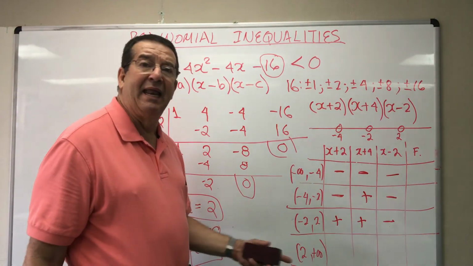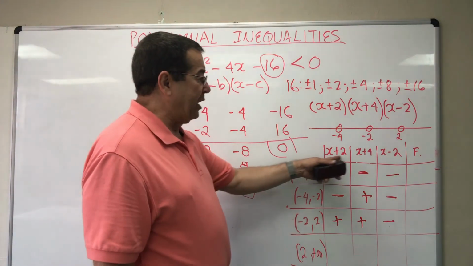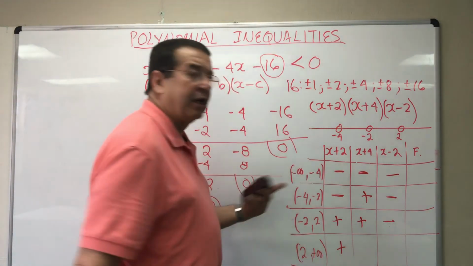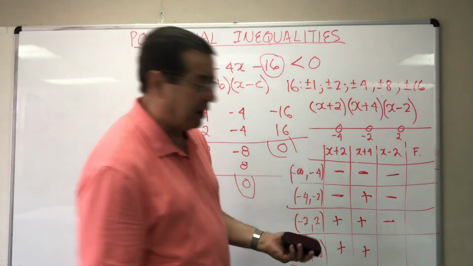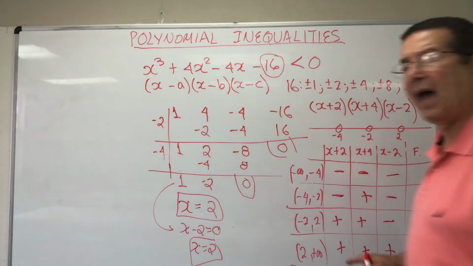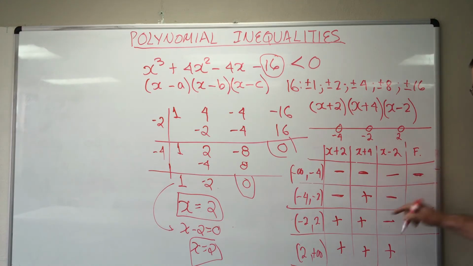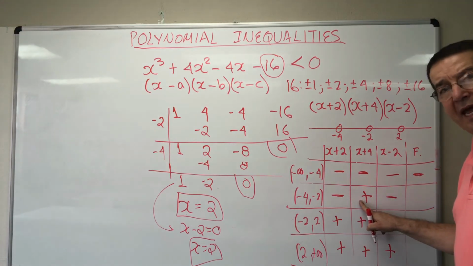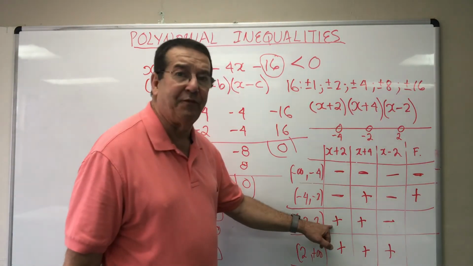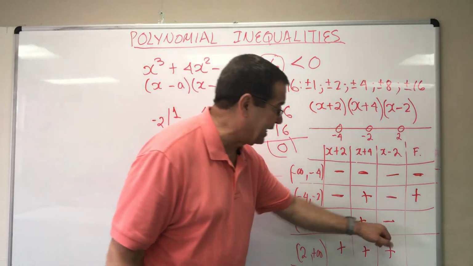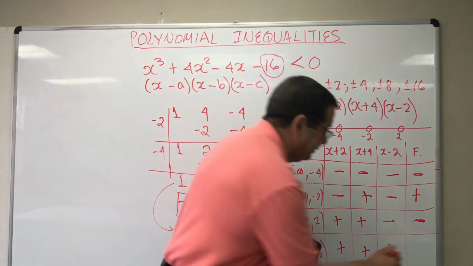And another number greater than 2. 3. 3 plus 2 is positive. 3 plus 4 is positive. And 3 minus 2 is positive. And when you multiply the signs, negative times negative times negative is negative. Negative times positive is negative, times negative is positive. Positive times positive is positive, times negative is negative. And positive times positive times positive is positive.